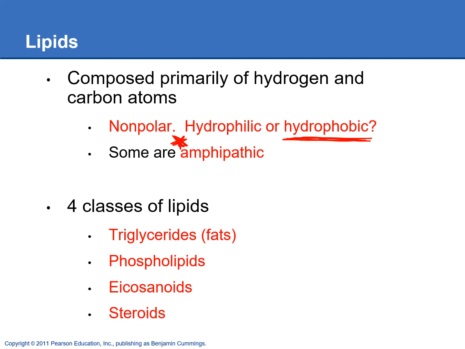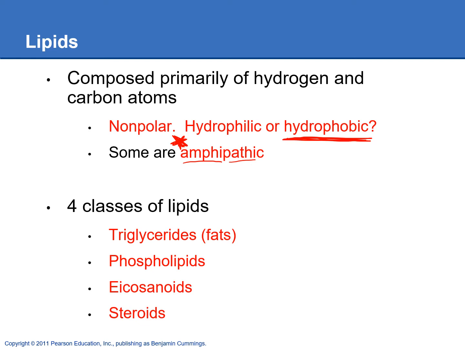Amphipathic means that one end or one region of the molecule is hydrophilic and another part is hydrophobic. Amphi meaning both, and pathic means to feel, so it literally means it feels both ways. So the molecule has both a hydrophilic part and a hydrophobic part. Okay, and we'll see an example of that in a little bit.